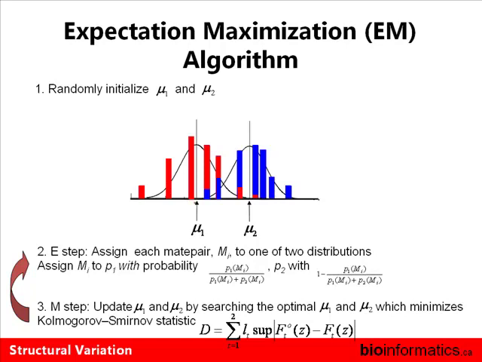In order to update, we use something called the Kolmogorov-Smirnov statistic. It's a way of basically measuring distances between distributions. And if you are really into this, I can explain why we use Kolmogorov-Smirnov rather than something else offline. There actually is a really good reason to use this rather than anything else.